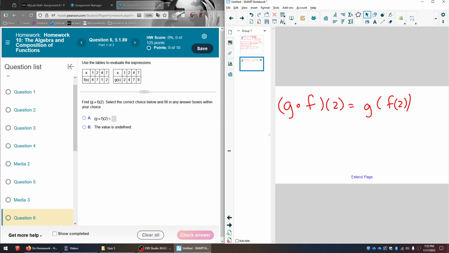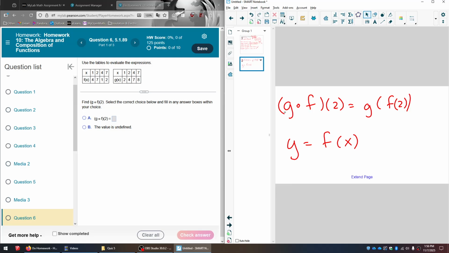Now when you're evaluating a function using a table, instead of them giving you an equation where you can plug numbers in, they give you some x values and some y values. Remember, don't ever forget that y is f of x. f of x is y. These are the same thing. So f of x is the same thing as y, or the output. These are all the inputs to this function f, and these are all the outputs. These are the inputs to this function g, and these are all the outputs.